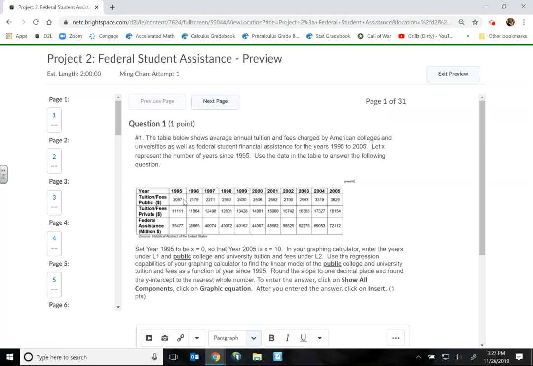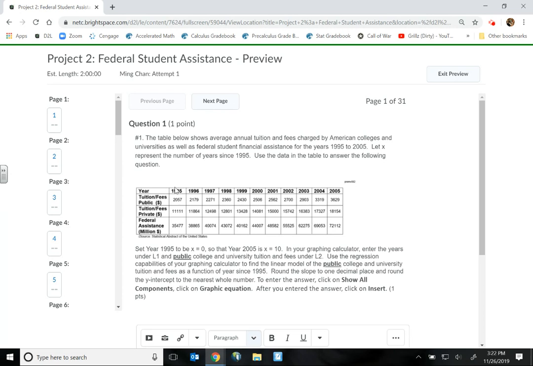So your first row right here, okay, is your tuition and fees for the public colleges or universities. The second one is your fees and the tuition for privates. And the third one is your federal assistance, okay, in terms of millions.